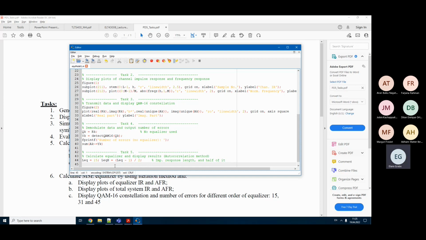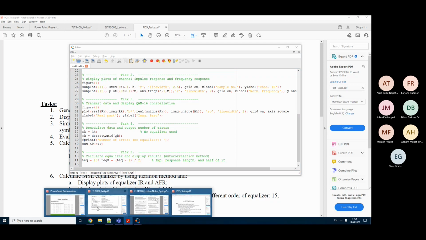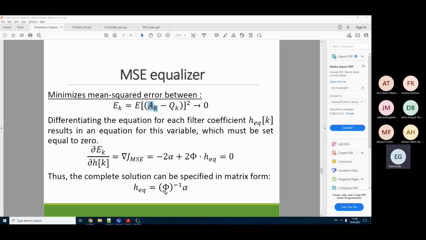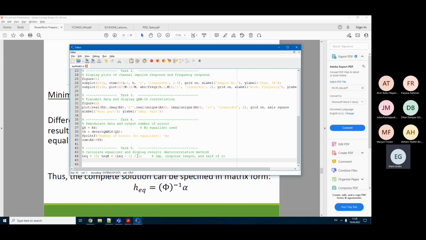Now let us specify these variables. What do we need? We need the autocorrelation matrix for the real part, real phi, and imaginary phi. We also need a real alpha and imaginary alpha, right? We assume them to be equal to zeros initially. So, initialize correlation matrix and vectors.